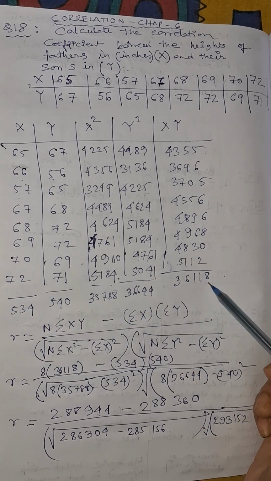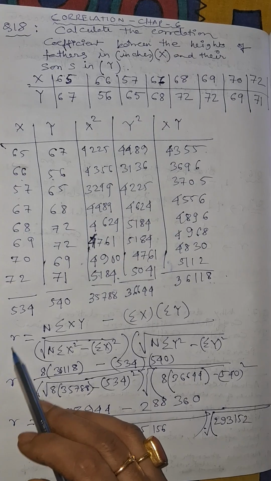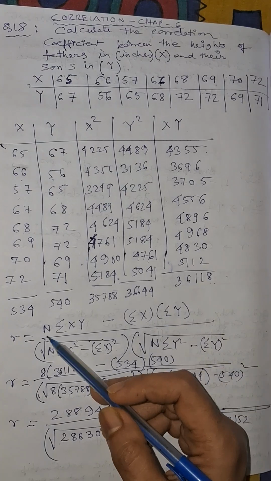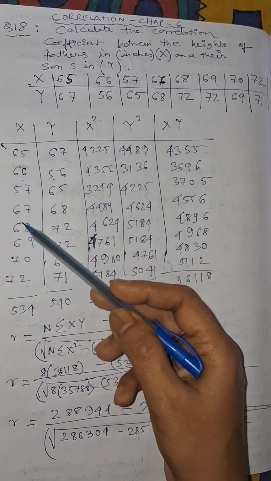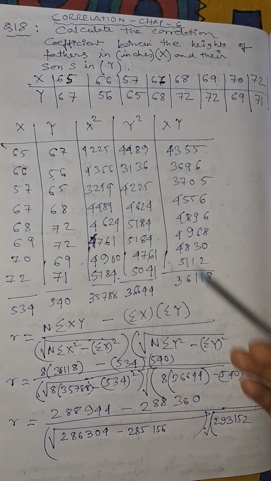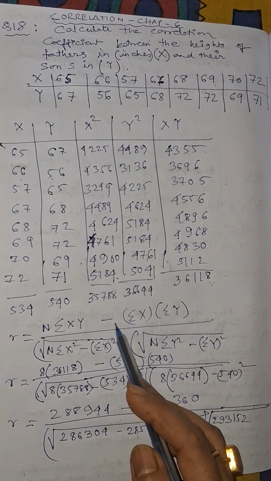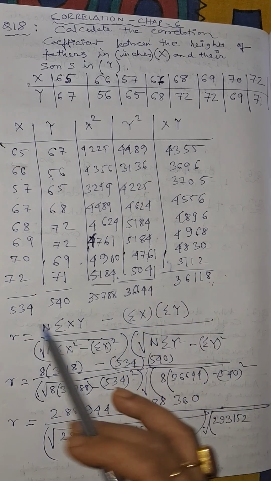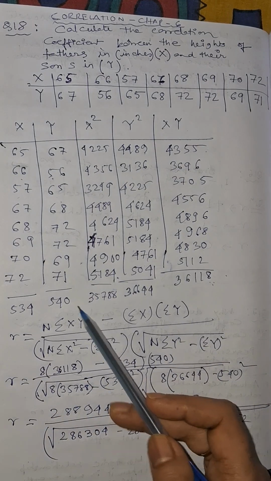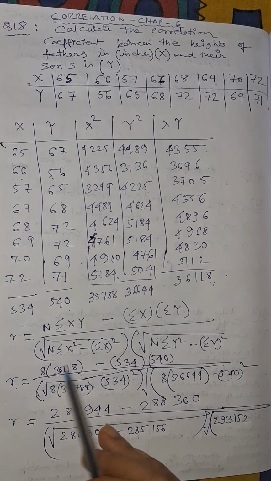Now when we get all these values, we will put them in the formula of Karl Pearson's correlation coefficient, which is r is equal to n, the number of observations, which is 8 here. We get 8 observations, 1, 2, 3, 4, 5, 6, 7, 8. So 8 into summation of xy, which is 36118, minus summation of x, which is 534, into summation of y, which is 540.